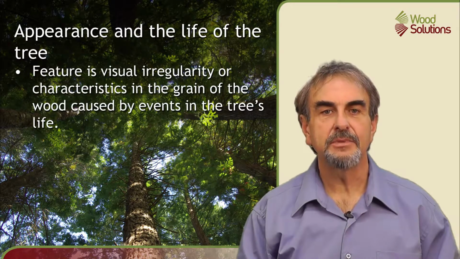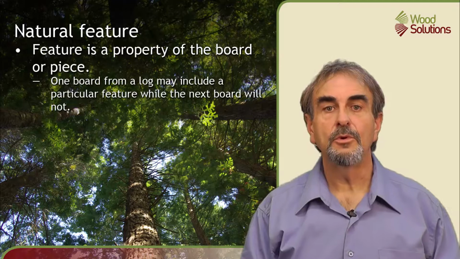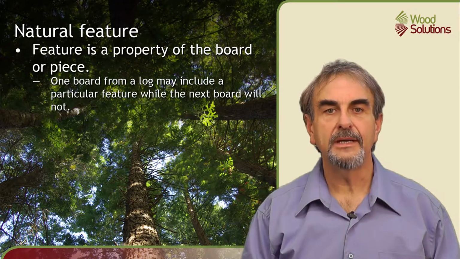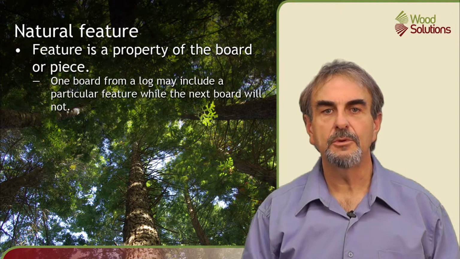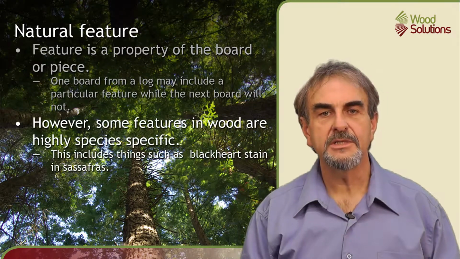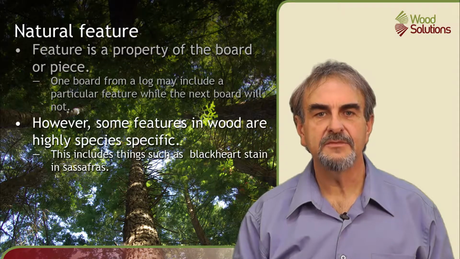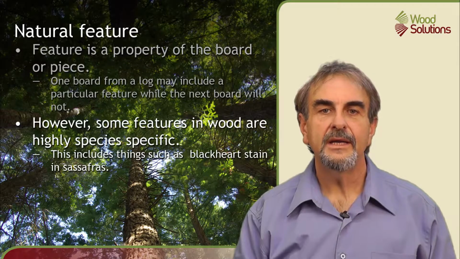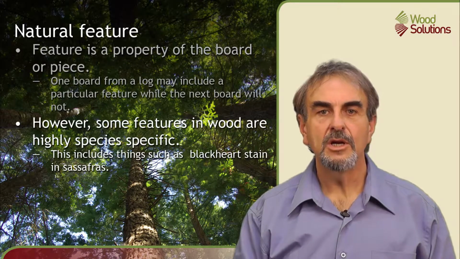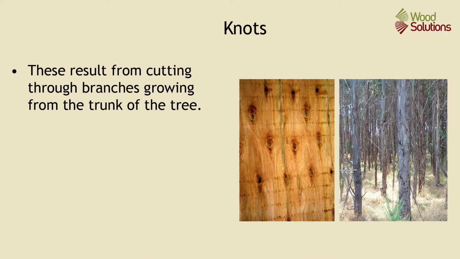In many ways they express the tree's life. A feature is a property of the board or the piece. One board or sheet of veneer from any log may include a particular feature while the next board or sheet may not. However, some features in wood are highly species specific. These include such things as black heart stain in sassafras, resin pockets in pine, and a great deal of colour variegation in some northern hardwoods. Common features in timber include knots.